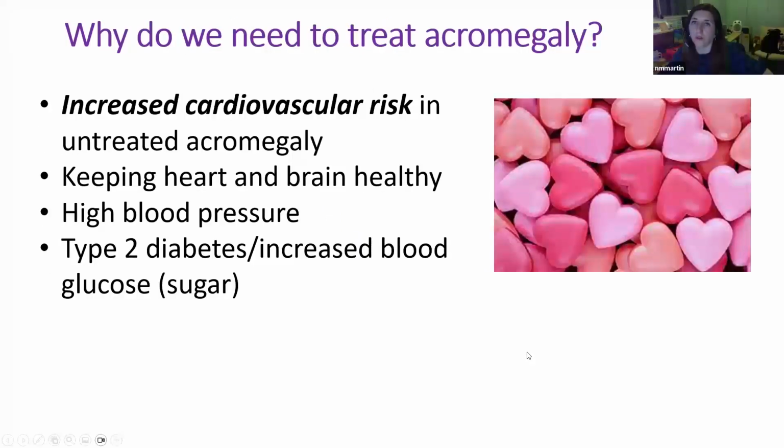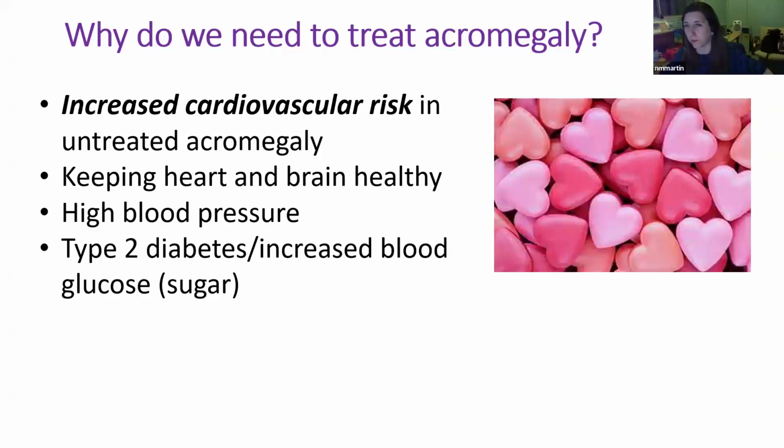So one of the questions might be, why do we need to treat acromegaly at all? Because some people might say, well, why do I need this treatment? Yes, my ring size has changed, but I don't really notice anything else. I mentioned a few slides back that too much growth hormone makes things grow, and it also has what I call metabolic effects. What that really means is that it increases blood pressure, it increases blood sugar, and that's not actually good for us over a period of time.